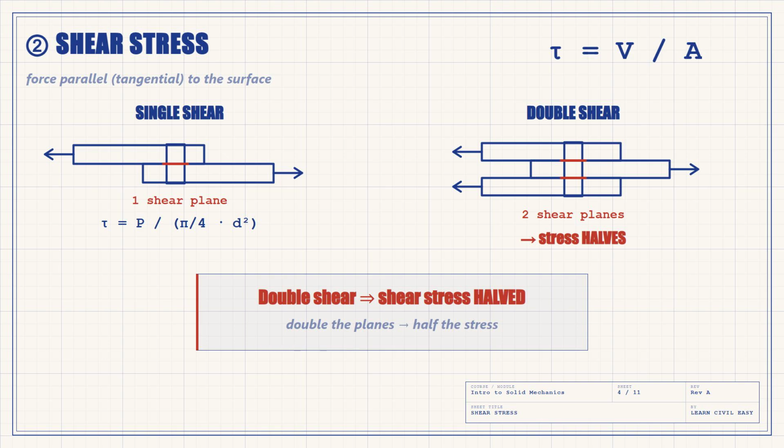Now add a second cover plate, a butt joint. The same rivet is now cut across two planes: double shear. Two areas share the load. So for the same load, the shear stress drops to half. That's a favorite trap, single versus double shear. Remember, double the planes, half the stress.